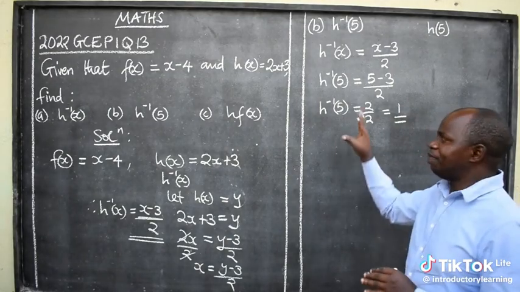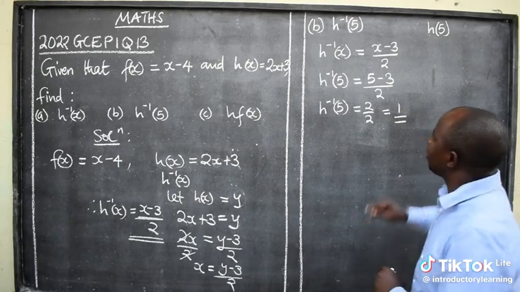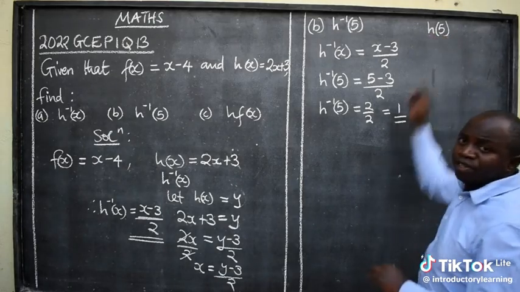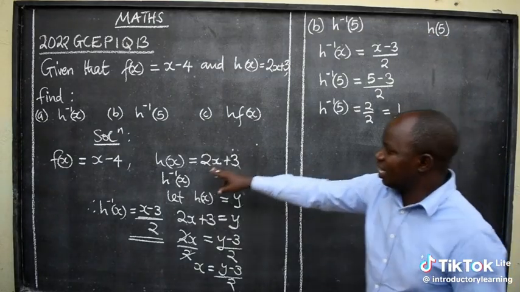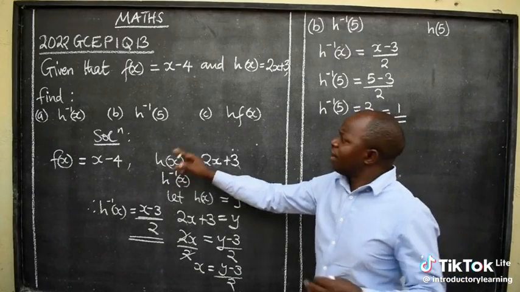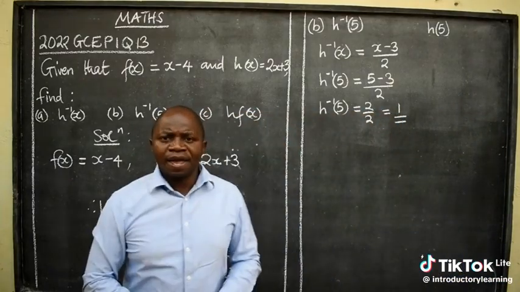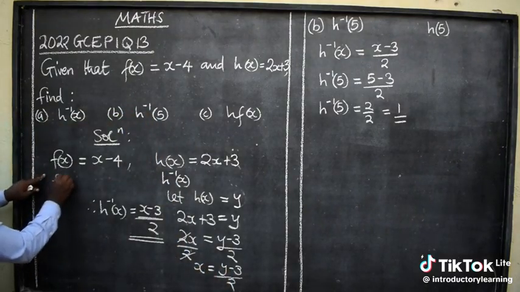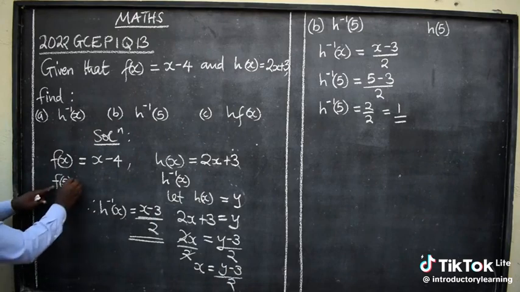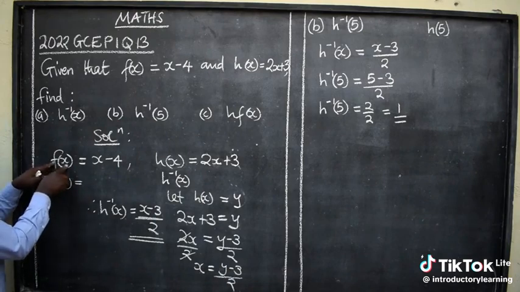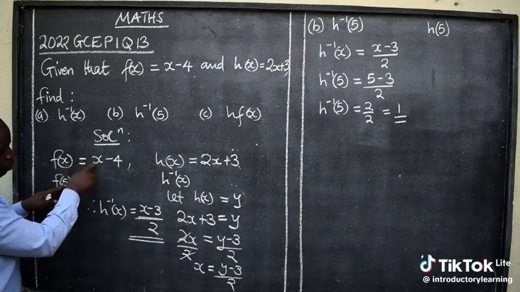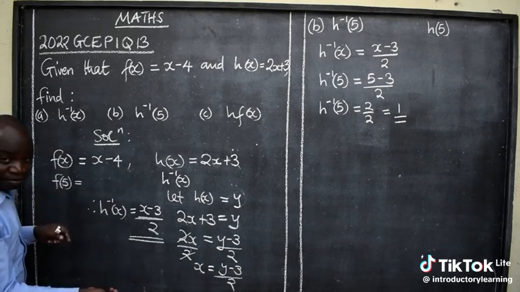I want to repeat myself. If you are given it in this way, it means you substitute directly in the function. For example, if they say find f of 5, it means in this function, where there is x, you put 5. So it will be 5 minus 4, and the answer will be 1.